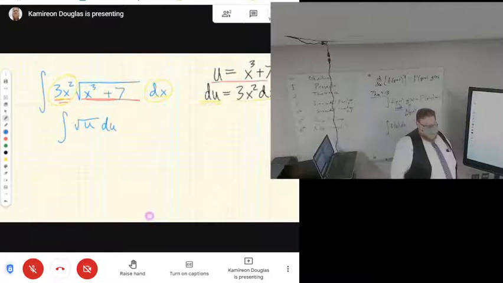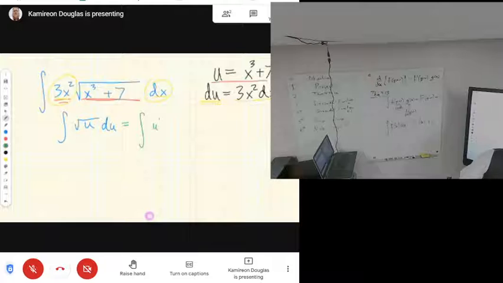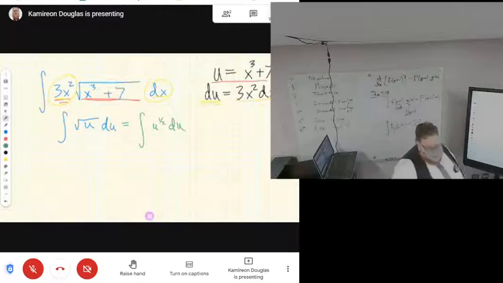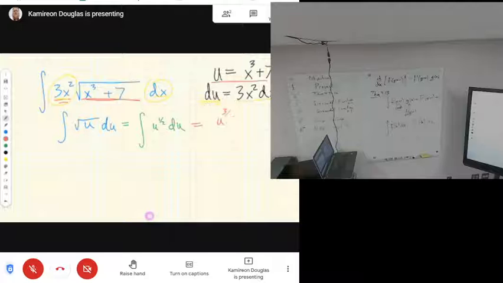This, however, is solvable. Again, I convert this into a power, and then apply the power rule. The power rule would state, add 1 to the power, divide by the new power. So u to the 3 halves over 3 halves plus c.